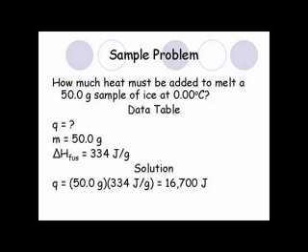Otherwise we would need to use the specific heat equation to see how much heat would need to be added to bring it up to its melting temperature. So here we're starting at 0.00 degrees Celsius, and we're going to melt the ice and not change its temperature.